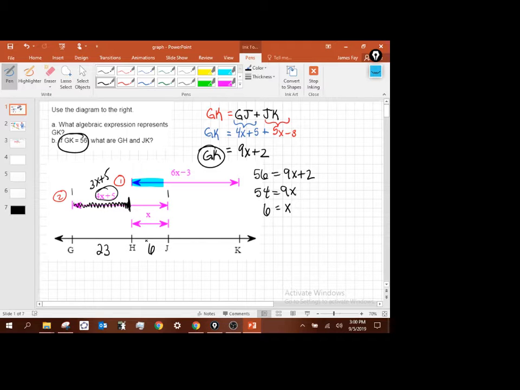Isn't this distance here, H to J, 6? And then they ask me, what is J to K? Well, it's just from here to there. So it's 5x minus 3 instead of 6x minus 3, right? 5x minus 3, so plug in my 6. It's going to give me 27. How can I check to see if I've done this correctly? Yeah, that number plus that number plus that number gives me that number, 56.